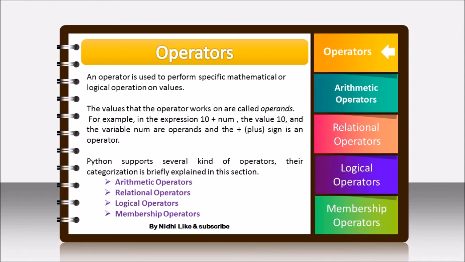Python supports several kinds of operators. They can be categorized in different forms. First is arithmetic operators that include plus, minus, multiply, divide, modulus, etc. Next is relational operators that are used for comparison: greater than, less than, equal to. Then logical operators, and operation and or operation. And then membership operators. They are different types of operators in which we are using some functions. So let's talk about arithmetic operators first.